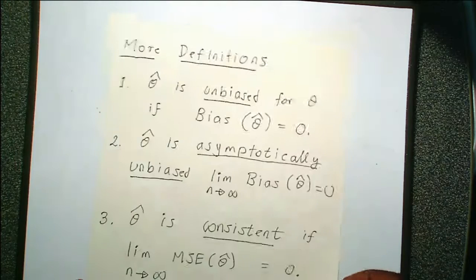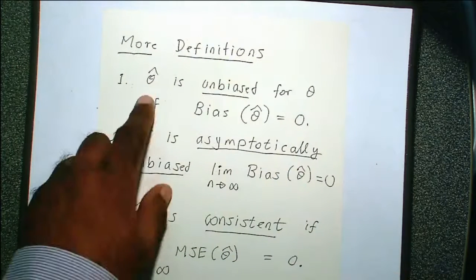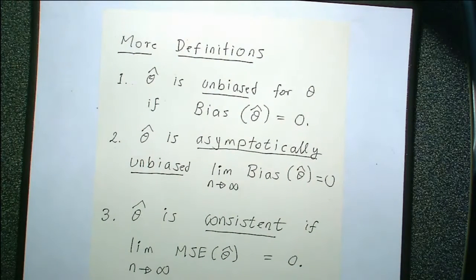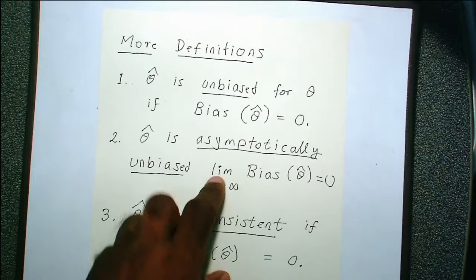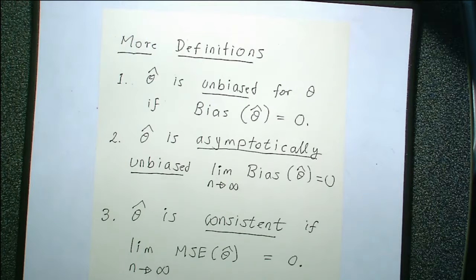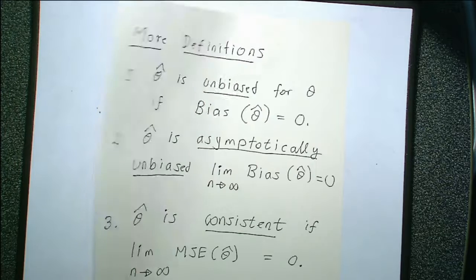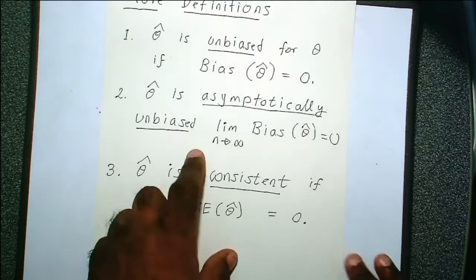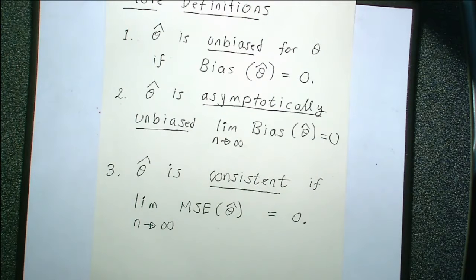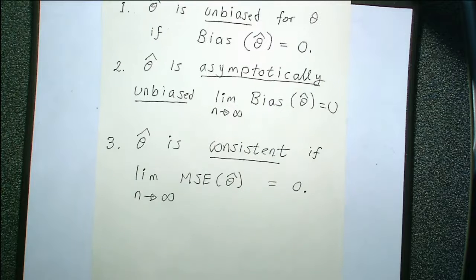Then I talked about more definitions. You say that an estimator is unbiased if the bias is equal to 0. And you say that an estimator is asymptotically unbiased if the limit of the bias is 0 as n approaches infinity. And finally, you say an estimator is consistent if the limit of the MSE as n approaches infinity is 0, right?